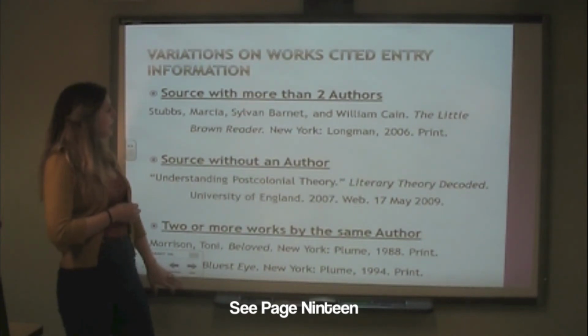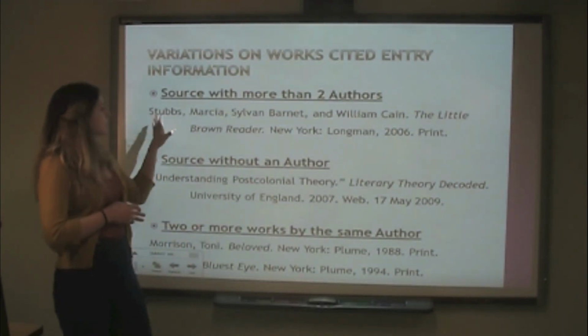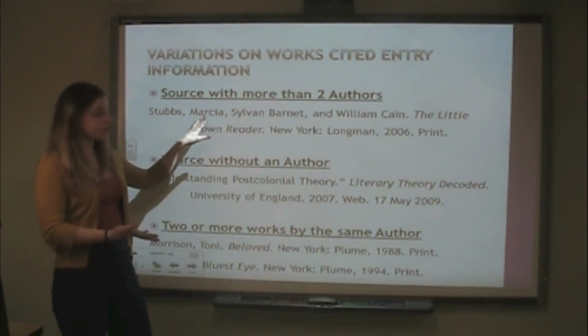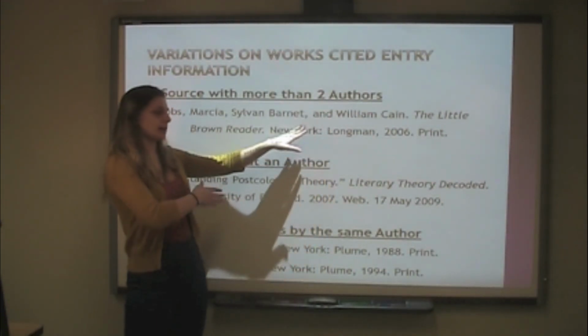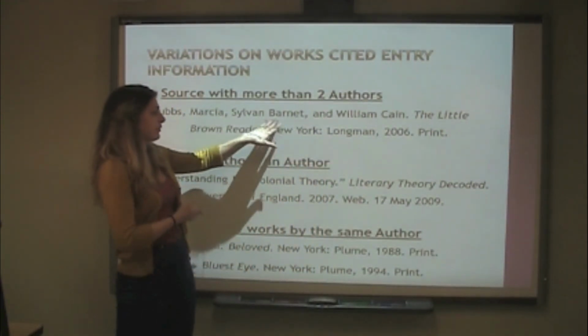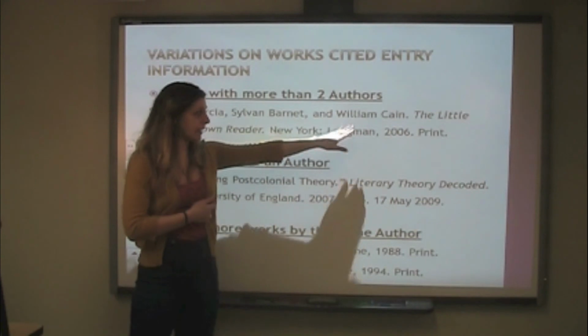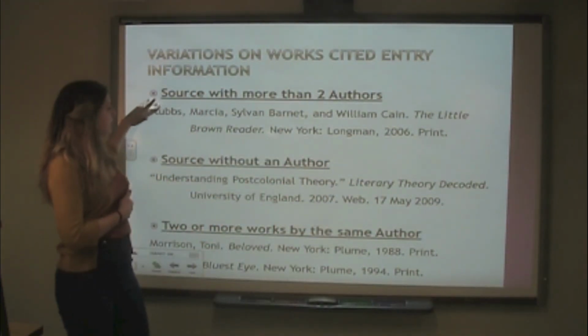So this is now on page 19. It's sources with more than 2 authors. So you can see here Stubbs, Marcia, as you usually would if it was only one author, but then following that, you don't have to do last name, comma, first name, because that would be kind of impossible. So you see here, just say William Kane. That's how it would look there, and it would be alphabetical, of course.